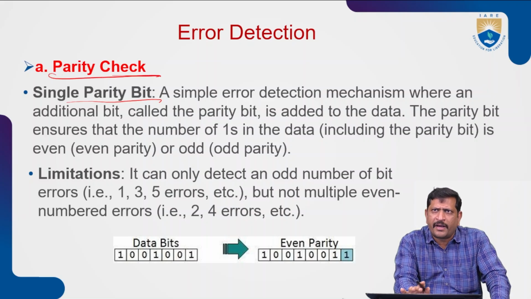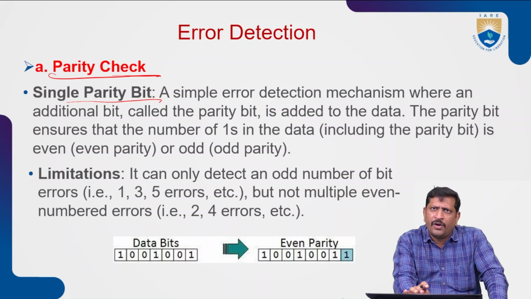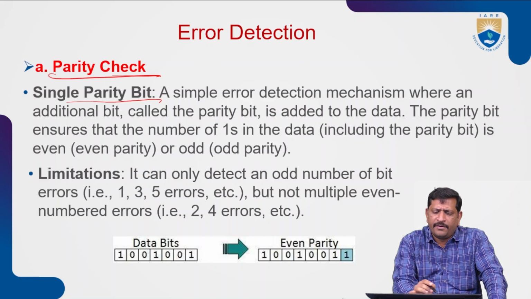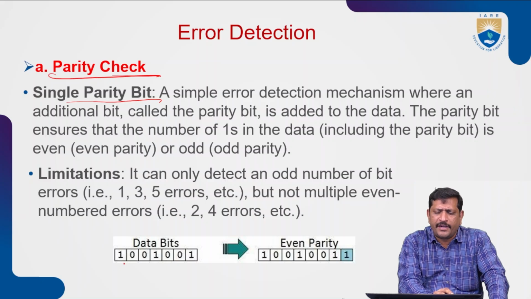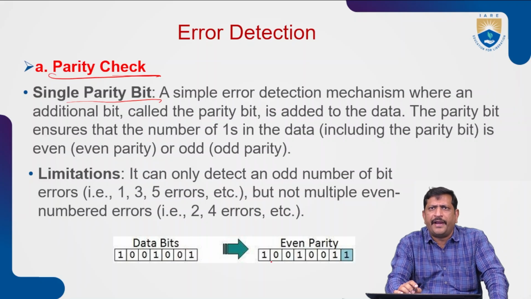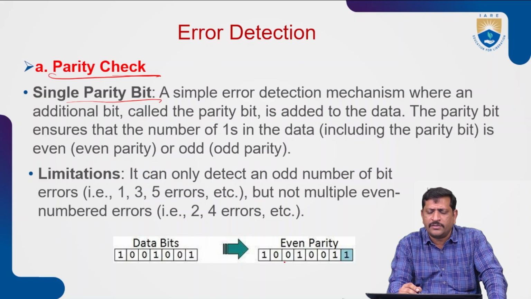In this mechanism, an additional bit is added to whatever data is transmitted from the sender side. Suppose we are transmitting the data 1001001. At the receiving side, it is received as 10010011. One more bit is added here, and this added bit we call the parity bit.